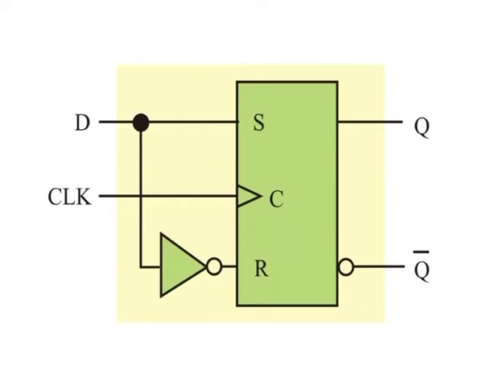If there is a high on the D input when a clock pulse is applied, the flip flop will set, and the high on the D input is stored by the flip flop on the positive going edge of the clock pulse. If there is a low on the D input when the clock pulse is applied, the flip flop will reset, and the low on the D input is stored by the flip flop on the leading edge of the clock pulse. In the set state, the flip flop is storing a 1, and in the reset state it is storing a 0.